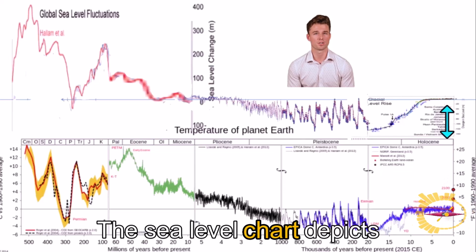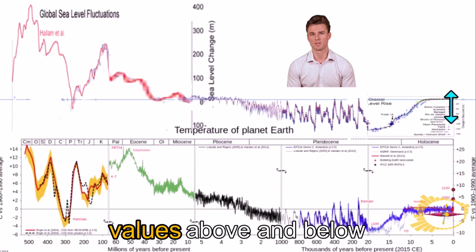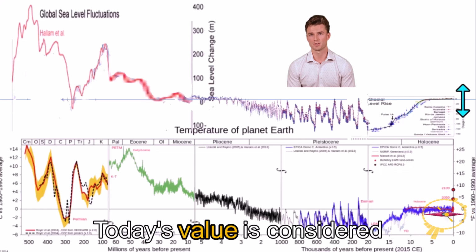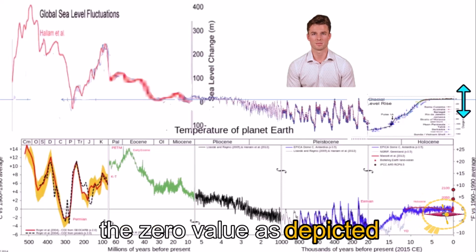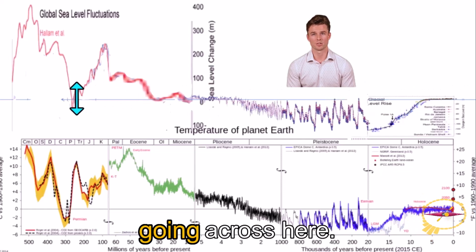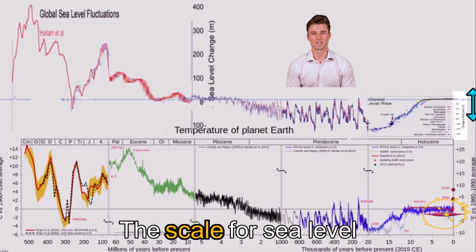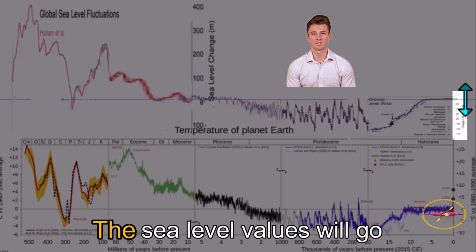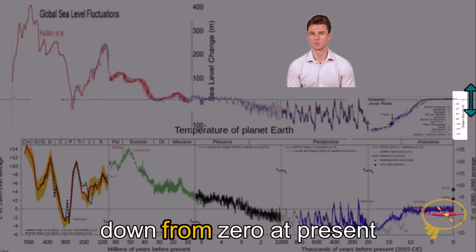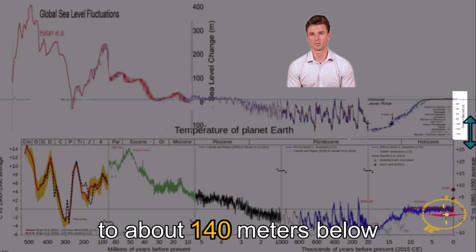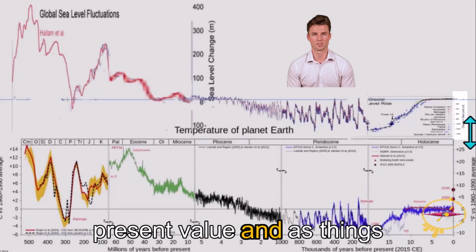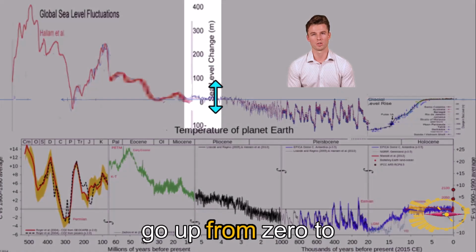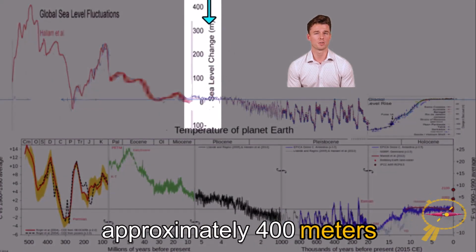The sea level chart depicts the sea level based upon values above and below today's value. Today's value is considered the zero value as depicted by this blue line you see going across here. The scale for sea level values are defined here in meters. The sea level values will go down from 0 at present to about 140 meters below present value, and as things changed and the sea level got higher, those values will go up from 0 to approximately 400 meters higher than today's value.